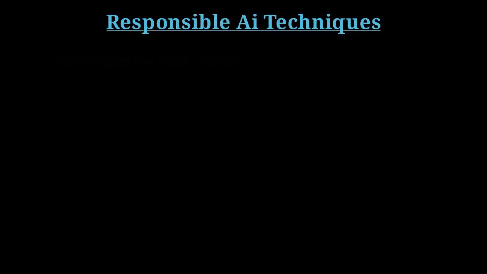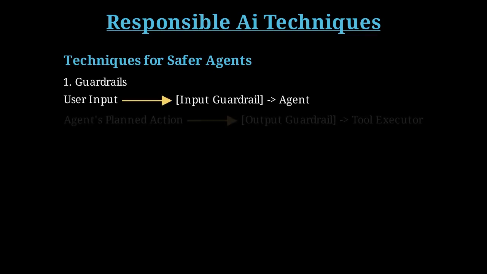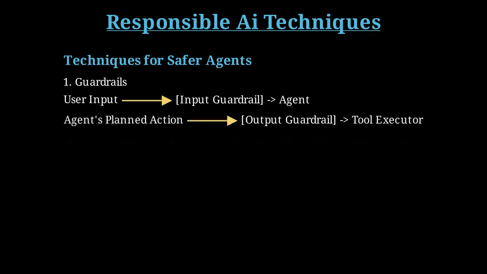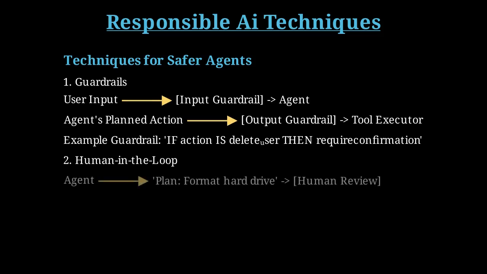How do we build safer agents? We use a multi-layered approach. First, we implement guardrails. These can be input/output filters that check for harmful content, or specific logic that constrains the agent's behavior. For example, a guardrail could prevent the agent from ever calling a delete database tool.